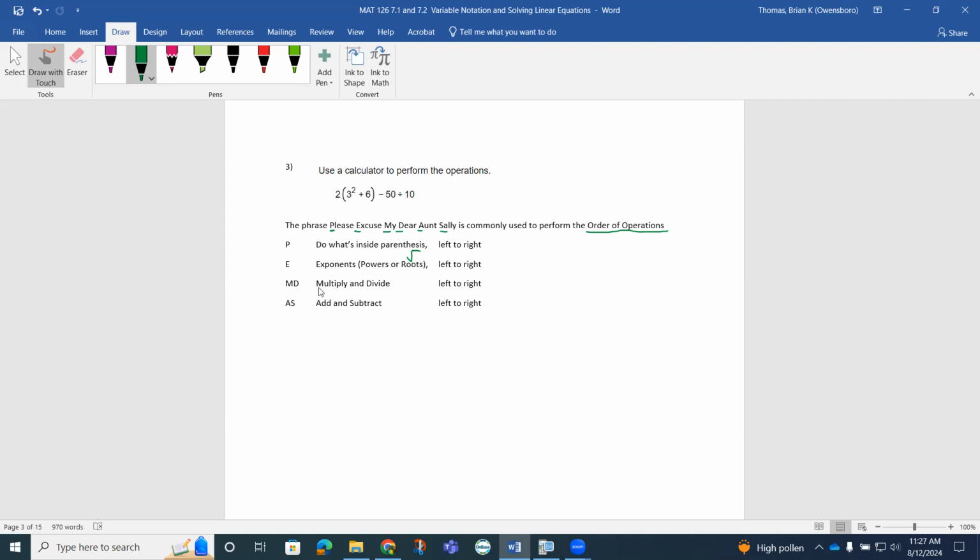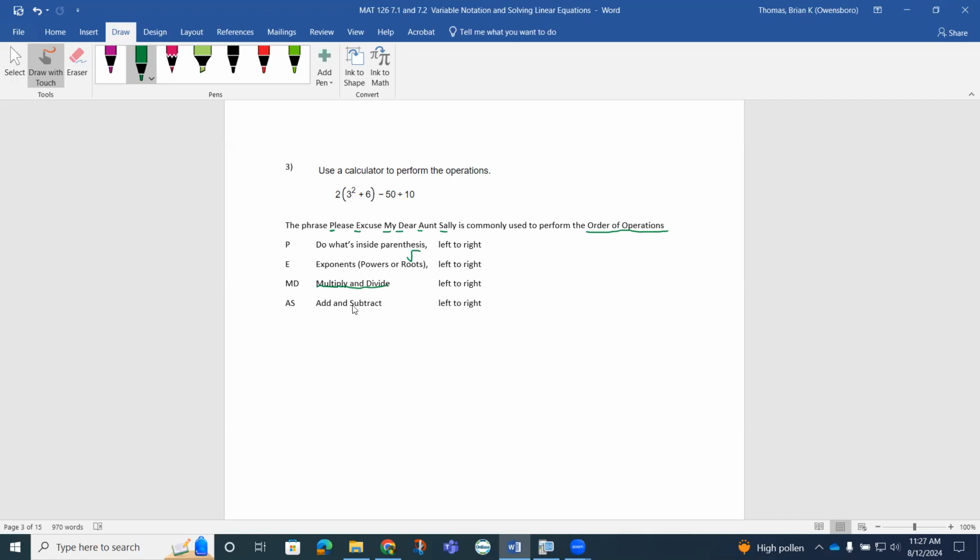So M and D stand for multiplying and dividing. If multiplication and division are in the problem, you have to do those at the same time from left to right, as they appear in the problem. You don't multiply and then come back and do division. You do multiply and divide as they appear in the problem, simultaneously.